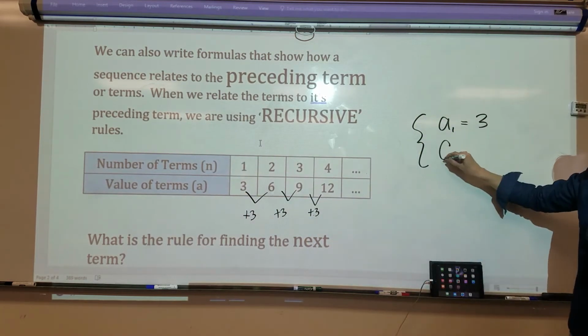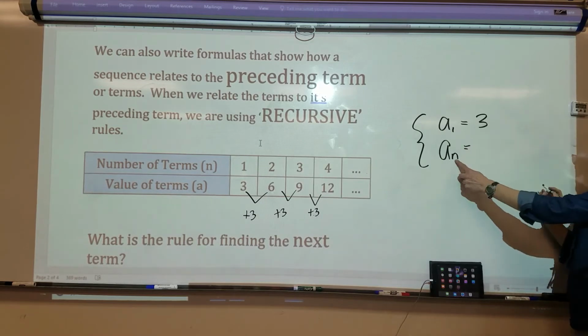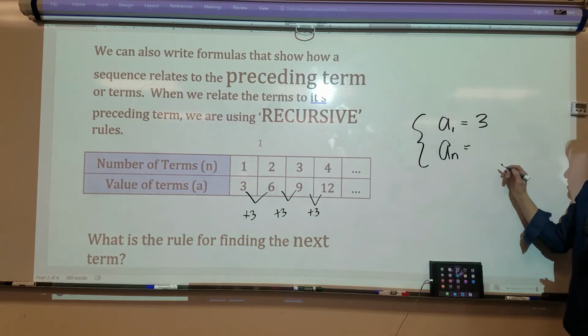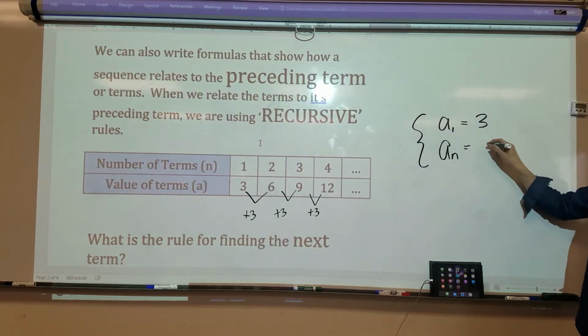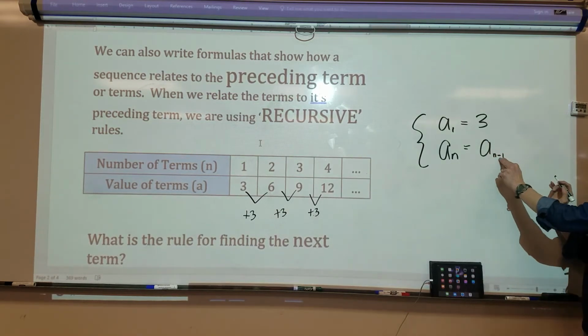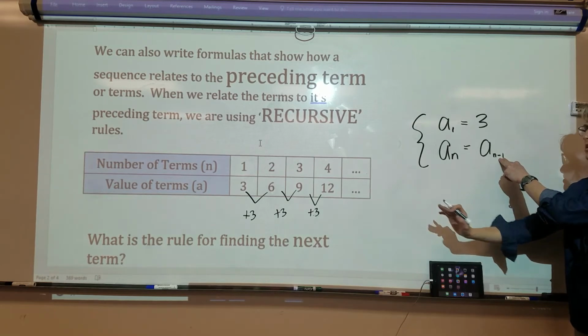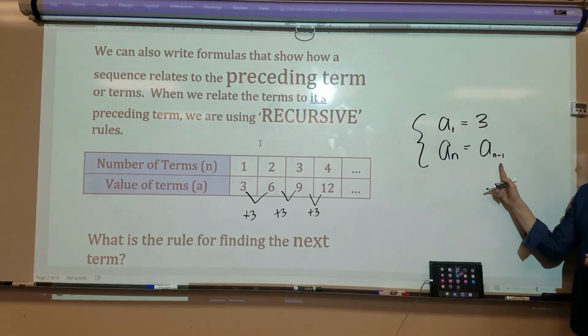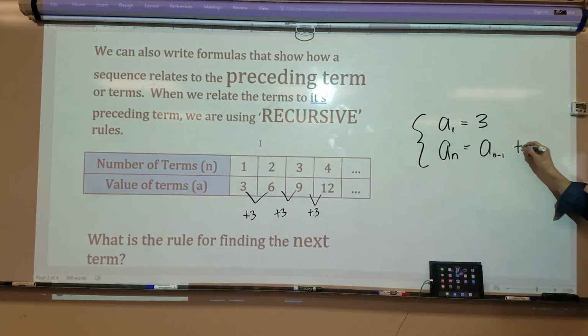So in math, what we say is to find the value of any term, I find the previous term. What do I find? The previous term. But we don't want to write out the words previous term, so instead we have a cool way to write that. We write a sub n minus 1. So this says back up 1. A sub n minus 1. Good. And then we're going to add 3 to that.